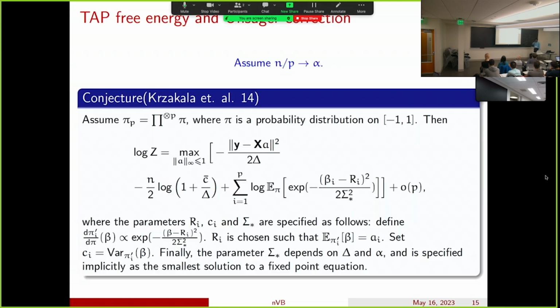And in particular, okay, so Flora is here. I found this conjecture in one of their papers from around 10 years ago.